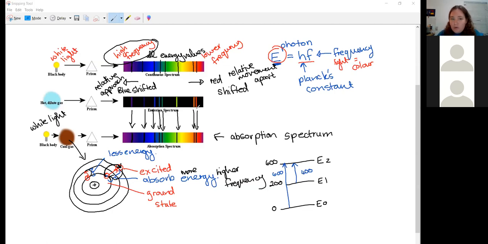So you'll see that your emission spectrum, instead of it being a white light through a cool gas, then through a prism, the prism's only function here, just for the record, is to spread the light out so that we can see all of the different individual frequencies separated.